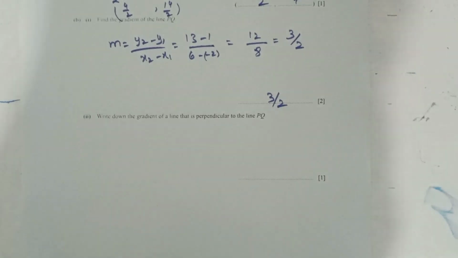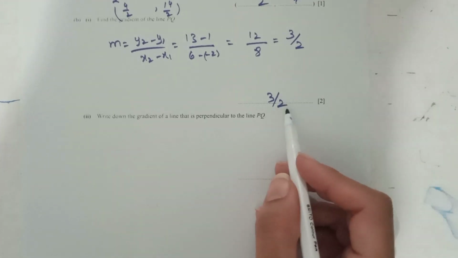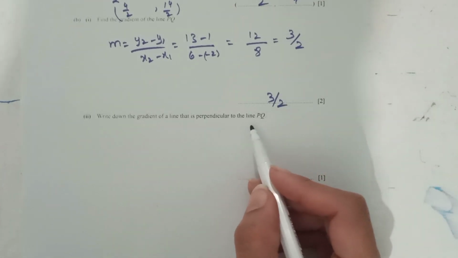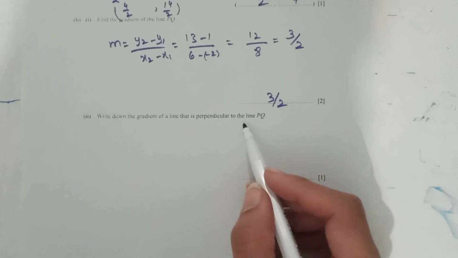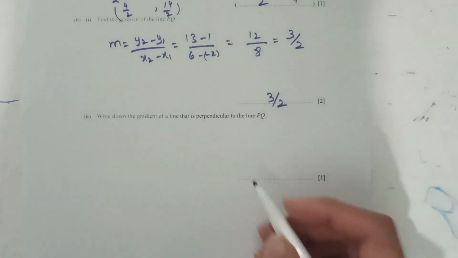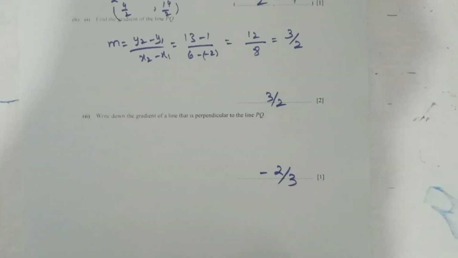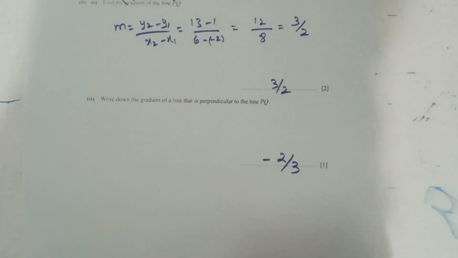Now write down the gradient of a line that is perpendicular to PQ. We know that the gradient of a line which is perpendicular to another line is the negative reciprocal. It means we have to write it like that, minus 2 by 3. Now students, question number 16 is solved.